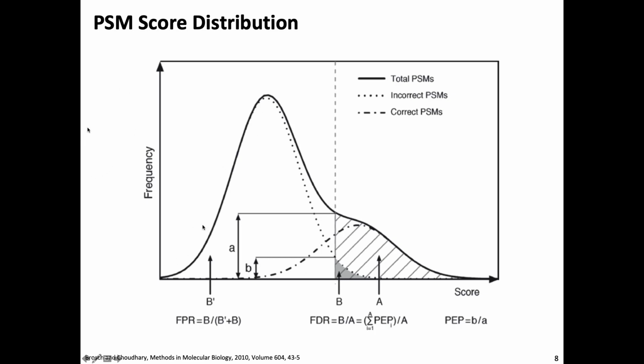For all the incorrect PSMs, you get a score distribution as well. They don't have the same score. Otherwise, the incorrect ones would be easy to identify. You would just expect this score on average to be lower than the scores of the correct identifications. So basically, you have like two distributions that are sitting on top of each other.